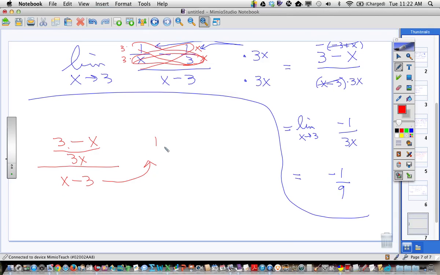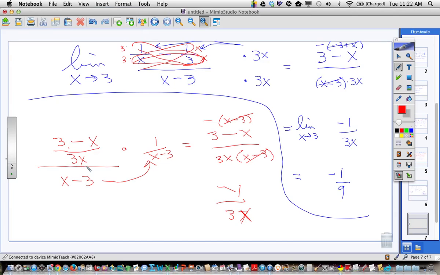Now you invert and multiply. So you bring the x minus 3 up here, you invert and multiply. And so look what you get. You get 3 minus x on top, and then you get the 3x times the quantity x minus 3, which is the same thing we had up here. Now you take out your negative, right? Those cancel, and you get negative 1 over 3x.